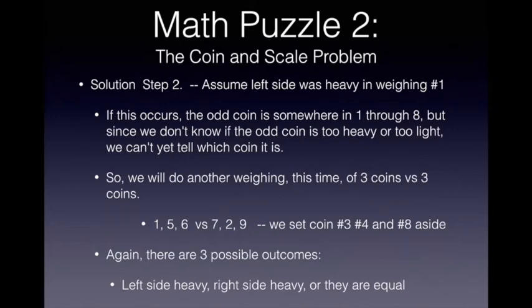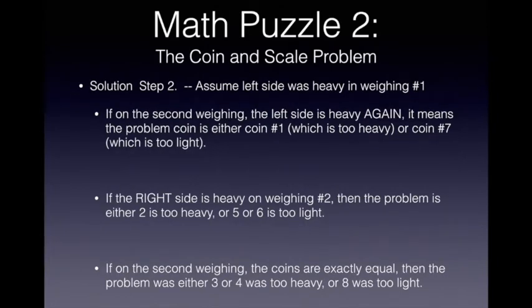Now the reason we're doing this is to get more information. So again, there's 3 possible outcomes. The left side could be heavy, the right side could be heavy, or they could be equal. And on the next slide, we'll go through what each of those outcomes means.